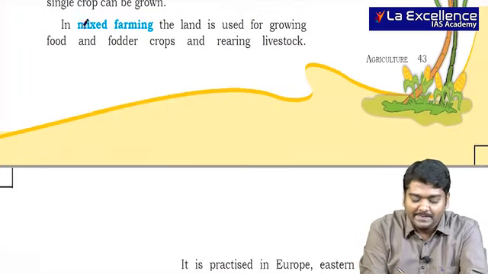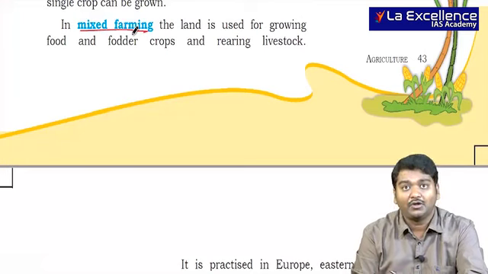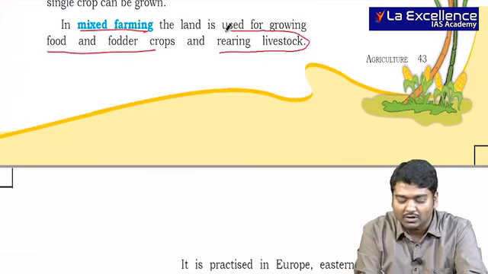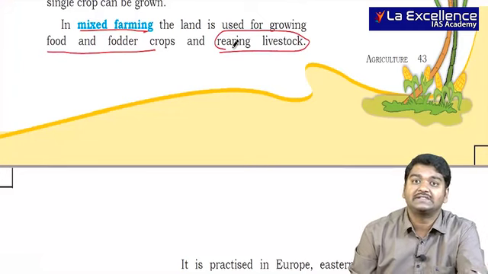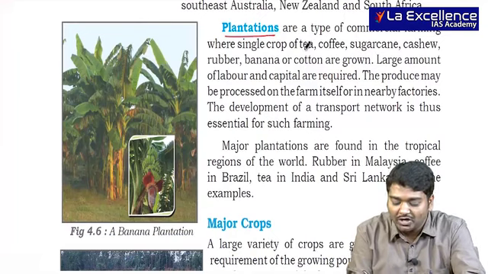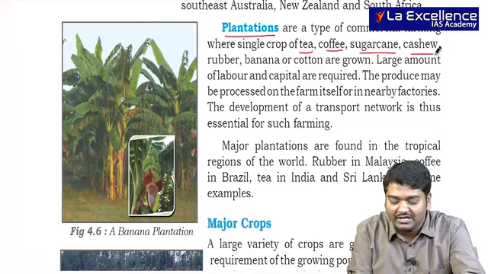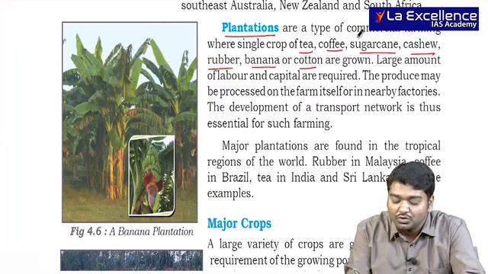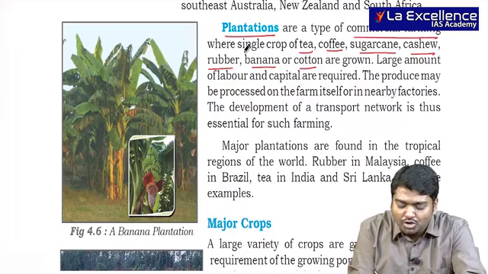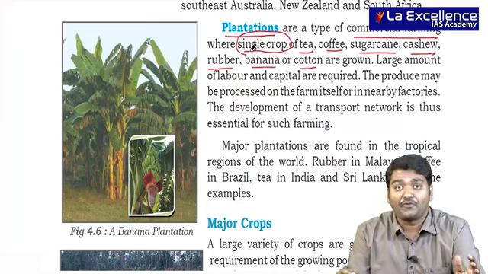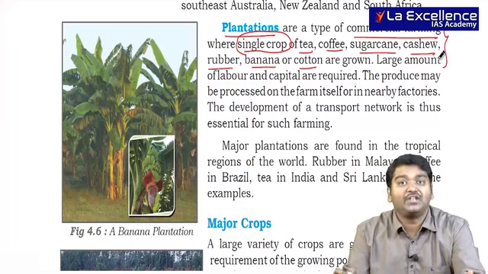Next important thing is mixed farming, where you're growing food and fodder crops and also rearing livestock. Both these are happening in the same place. When I talk about plantations, I'm talking about tea, coffee, sugarcane, cashew, rubber, banana and cotton. These are plantation crops used for commercial farming, and usually only a single crop will be grown in a major area.